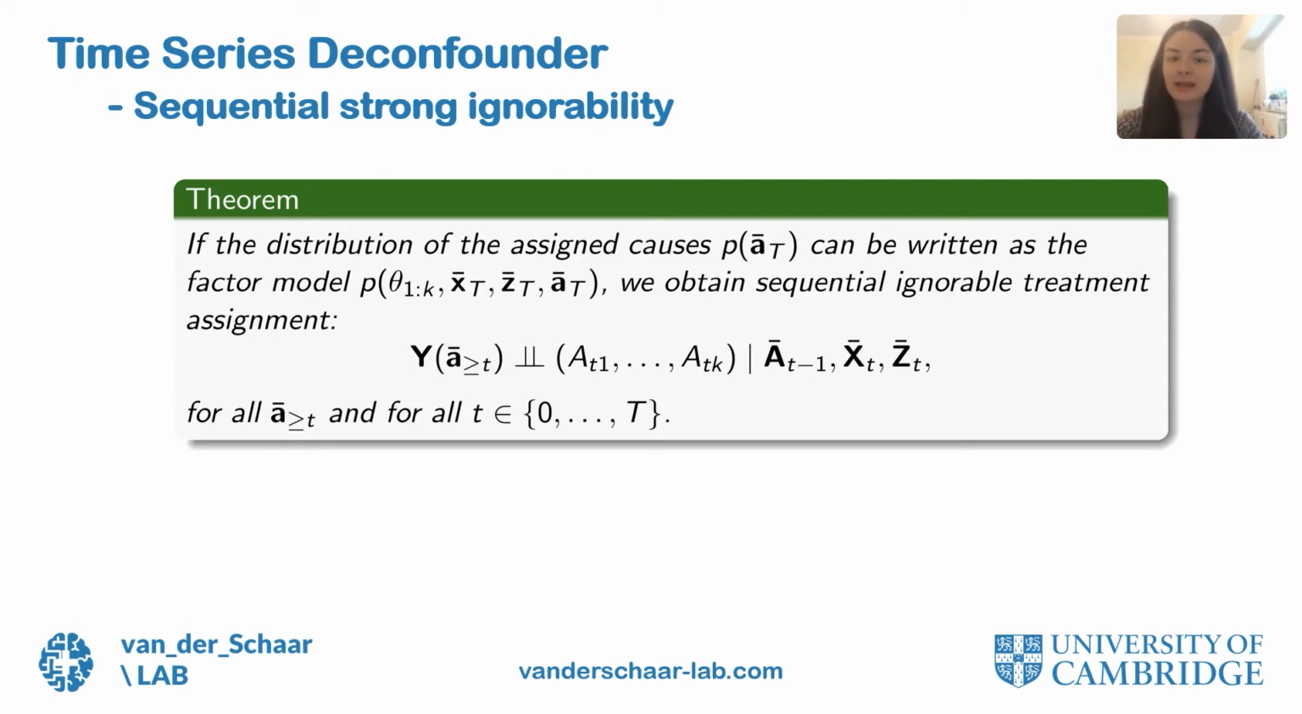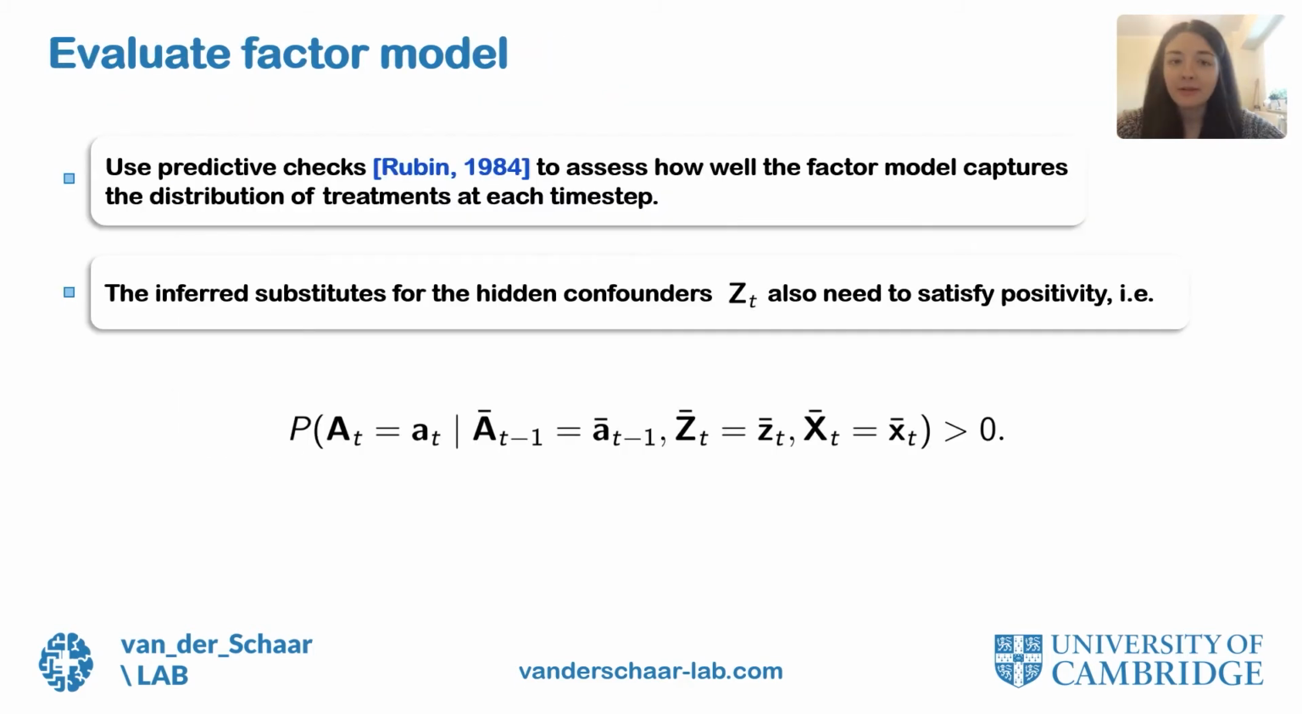This result means that at each time step, the histories of treatments, observed patient covariates, and latent variables contain all of the dependencies between the potential outcomes and the assigned causes, and thus can be used to reliably estimate individualized treatment effects. The theory only holds if the fitted factor model captures well the distribution of the assigned causes.